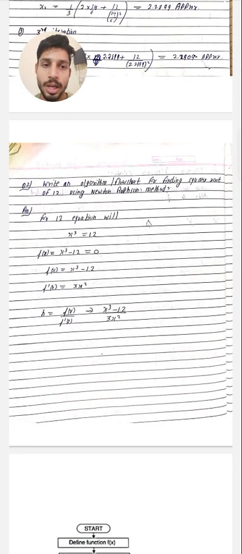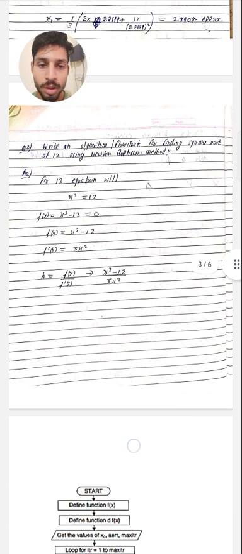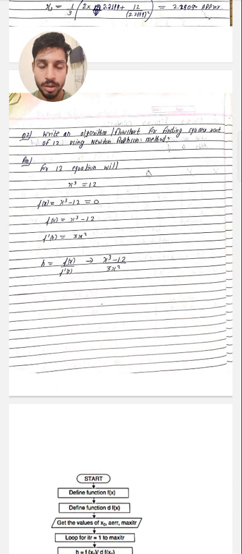The second question is write an algorithm for finding square root of 12 using Newton-Raphson method. For 12, we know that x cube is equal to 12 will be our equation, and we can write it as x cube minus 12, and this will also be our function f of x is equal to x cube minus 12. We take out the differentiation of this function, which will be 3x square. Now by Newton-Raphson formula, we know that h is equal to f of x upon f dash x. So h is equal to x cube minus 12 divided by 3x square. We will use these functions in our algorithm.